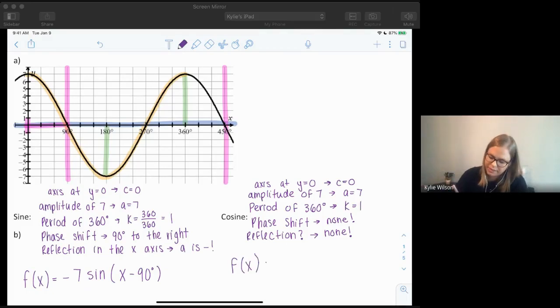Now our a value is 7. Again, our k value is 1, so we don't need to write it. And we are not moving left or right, so we can leave that. And we are not moving up or down, so we can leave that too. So that is our final answer. Any questions about this first example?